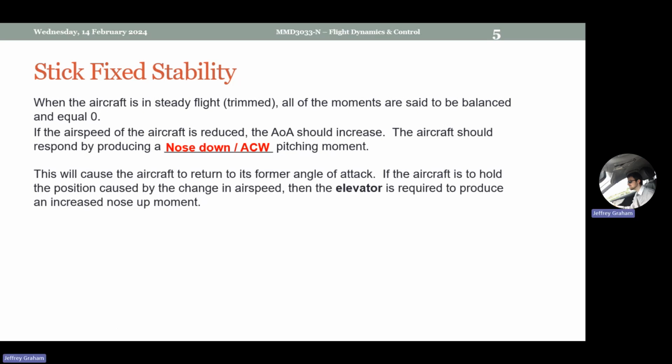If we then want to maintain this new slower speed, higher angle of attack, then what the pilot needs to do is adjust the elevator if he wants to start changing other things involved. So this is going to be the concept later on. The elevator is going to come in.